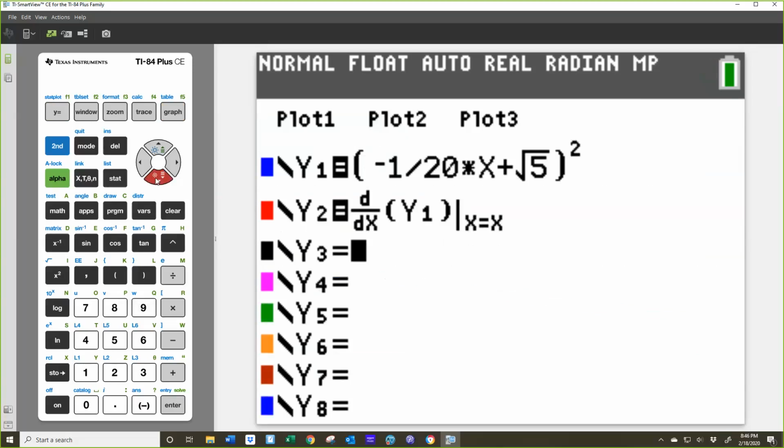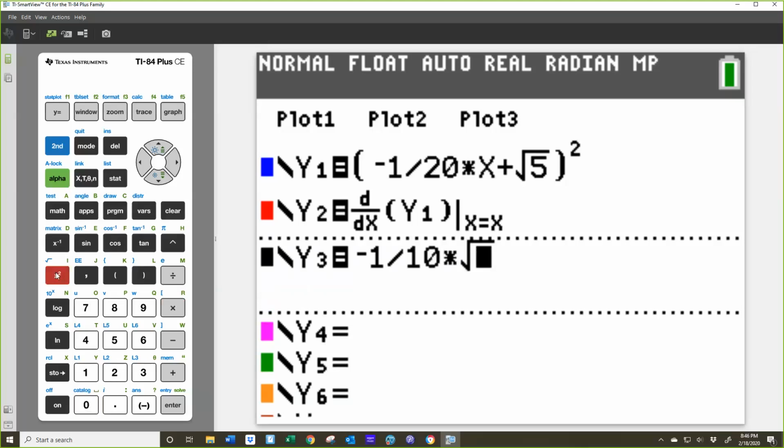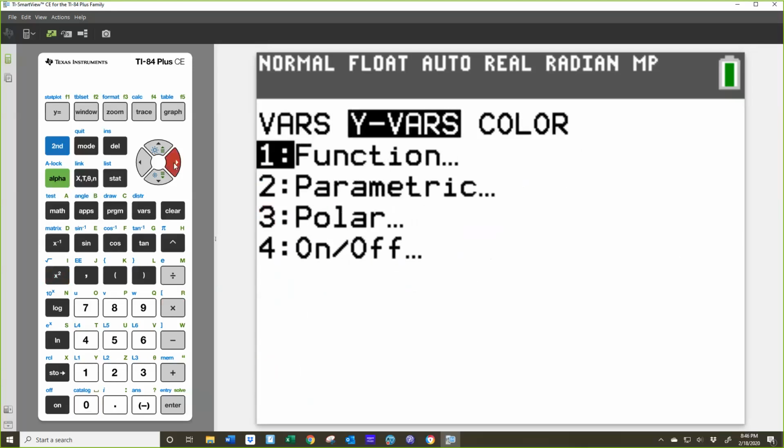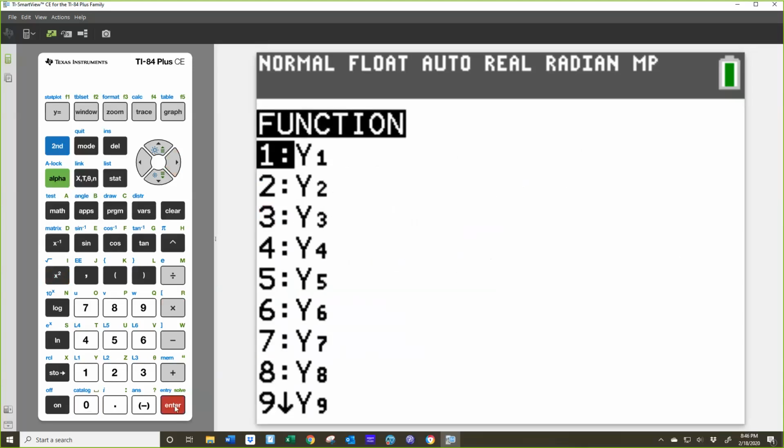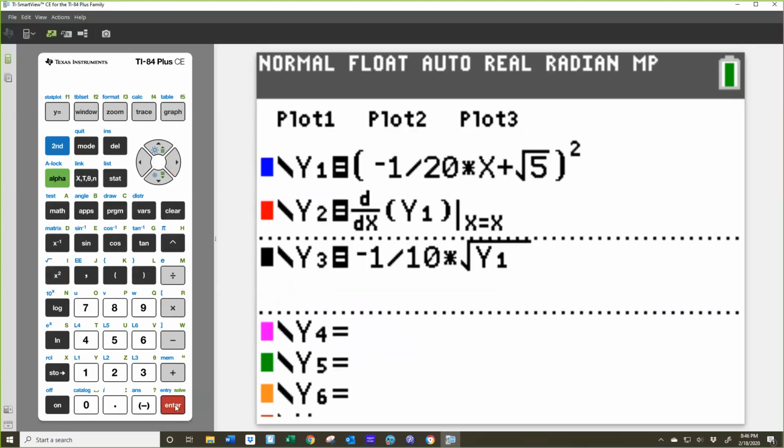So I am going to have negative 1/10, and it is going to be multiplied by the square root of h. But h is supposed to be the expression in my y1, so I'm going to go back and call upon my y1 and call it back into my equation here. So I went to variables, y variables, function, and y1. So essentially this is the derivative that we were given.